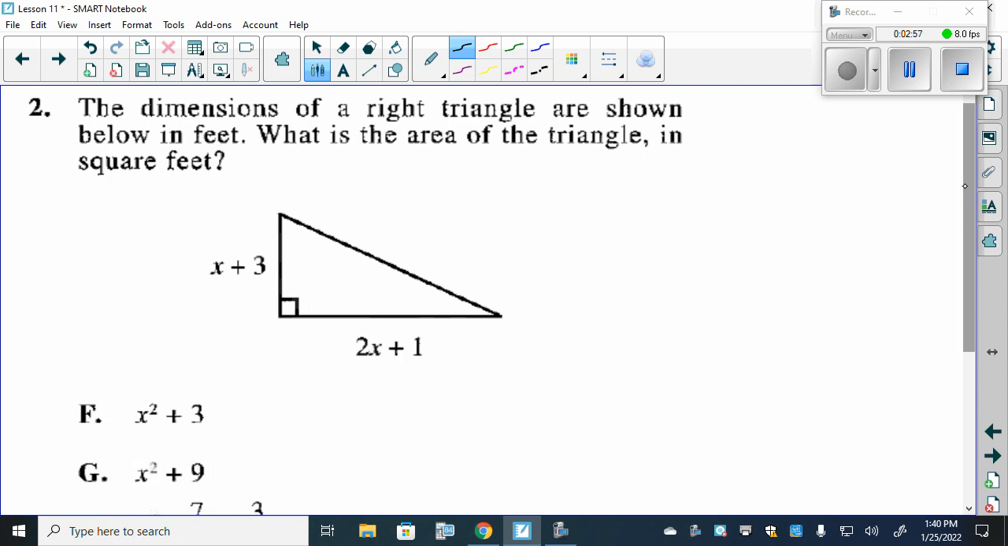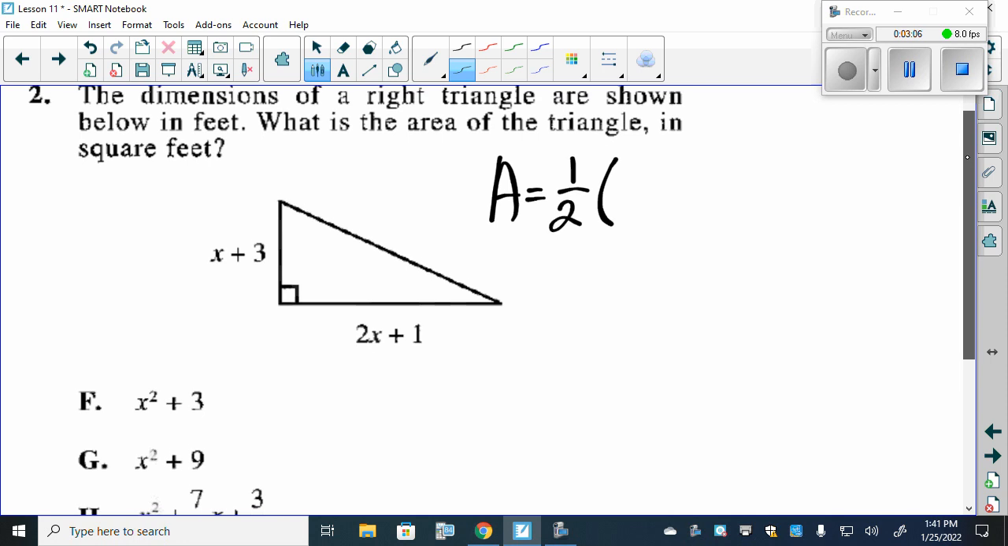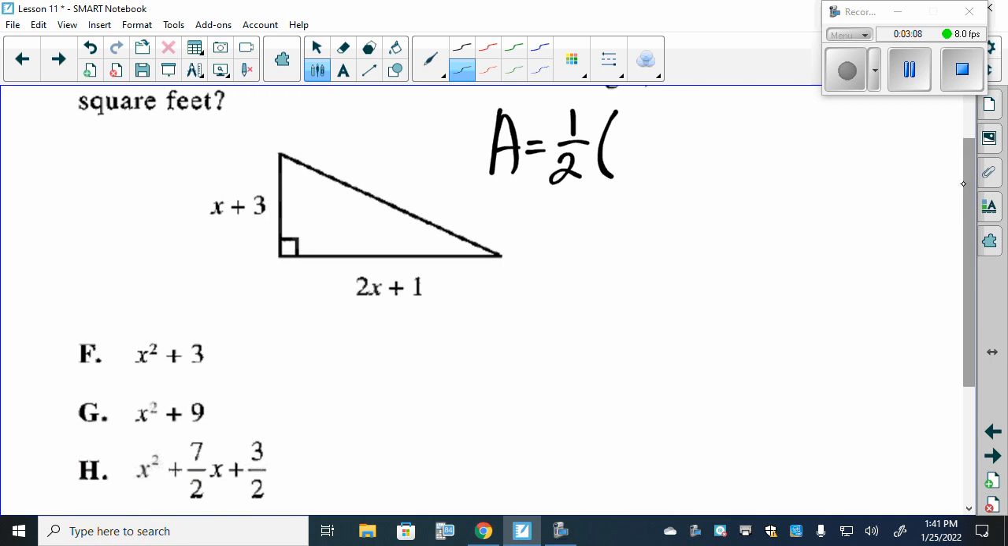Well, our area formula, area is equal to 1/2 base times height. So what would the base of this triangle be? And the height, x plus 3. Could I have actually said that the base is x plus 3 and the height is 2x plus 1? Well, yeah, because again, we're just multiplying these together.